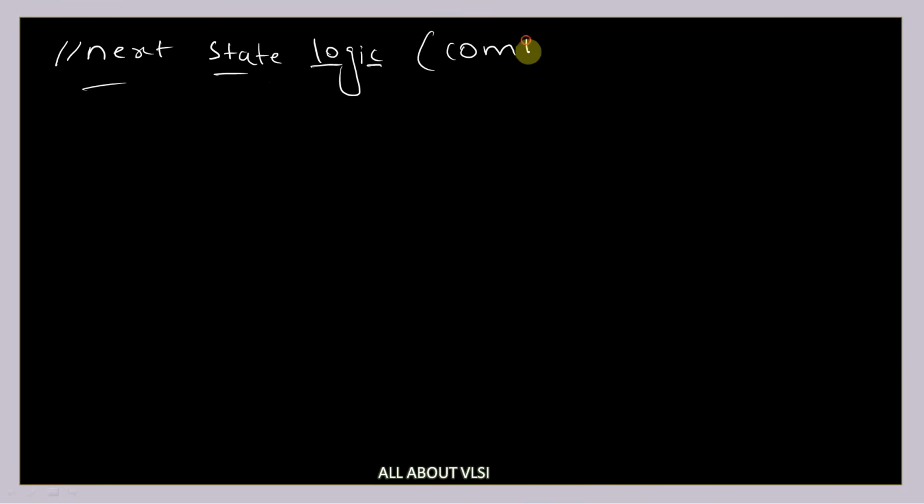Now, next what I am going to do is develop my next state logic. How to design your next state logic? Basically, next state logic is a combinational logic. Why is it a combinational logic? This, we have just seen, right? So your next state logic is a combinational logic. Now, how to write your next state logic?